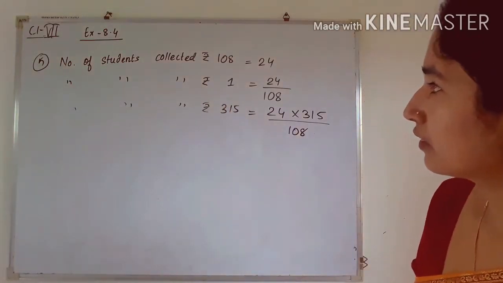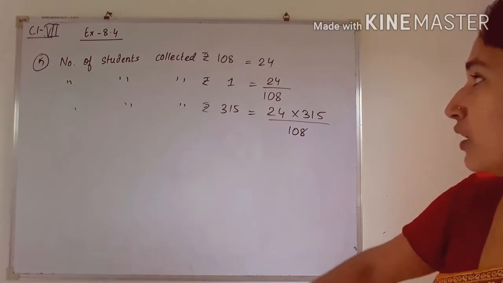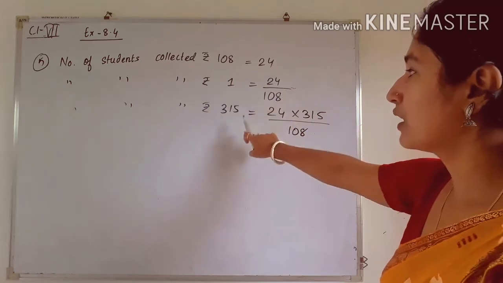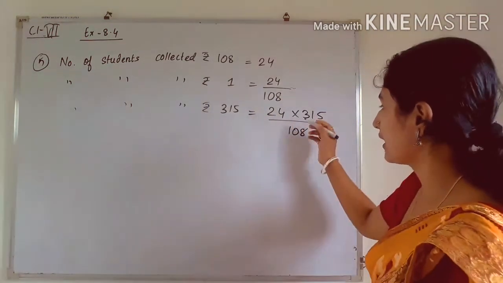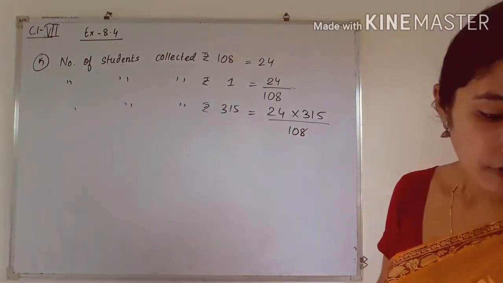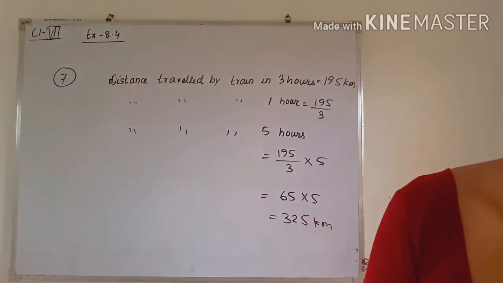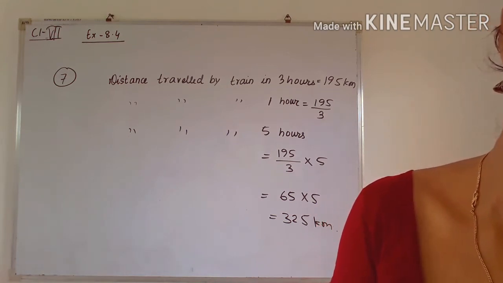So the number of students who collected rupees 1 will be 24 by 108. This is for 1 rupee, meaning 1 rupee is collected by how many students? We can easily find it by dividing. Then the number of students who collected rupees 315 will be found by multiplying. So you can cancel it and easily find the answer. Students, I am doing next question number 7, so please try to do question number 6, which is the same as question number 5.